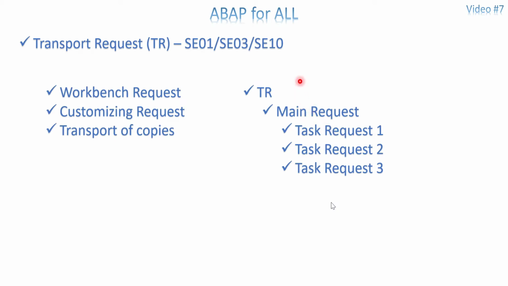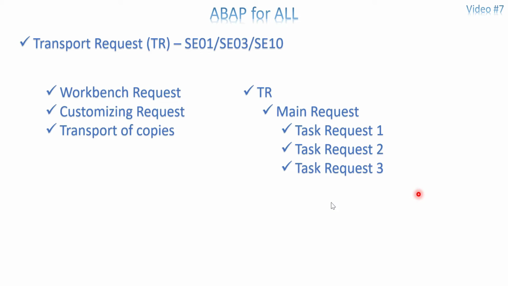And if the transport is created for a project, normally the team lead creates one main request, and under the team lead, how many developers? So each developer has its own transport request. Okay, so each task request is going to be assigned to the developer's SAP ID. If there are 5 developers, they have 5 different transport requests, so they will just add their own developments in that particular transport request only.